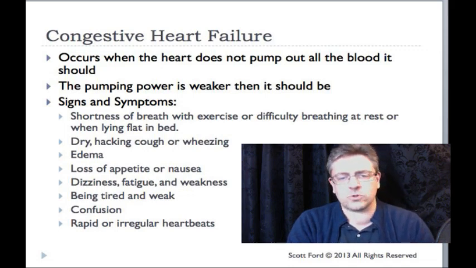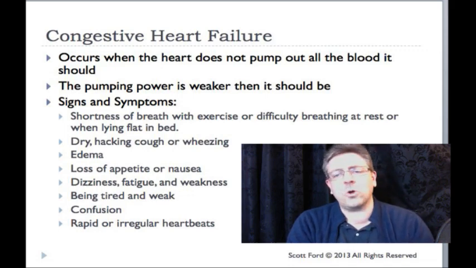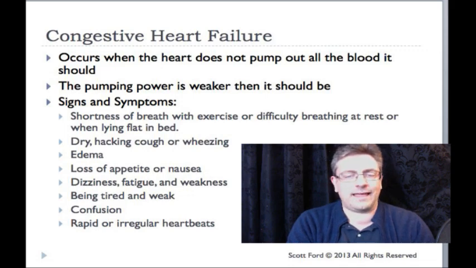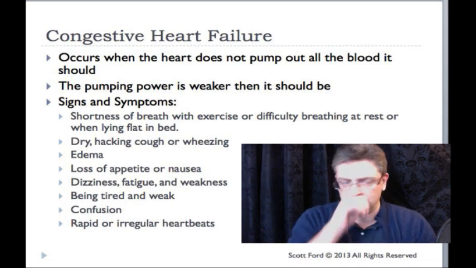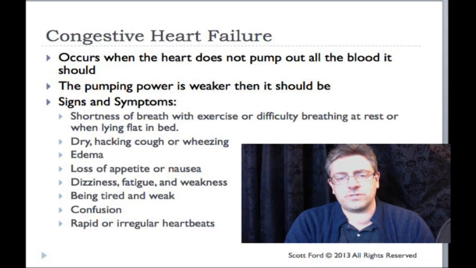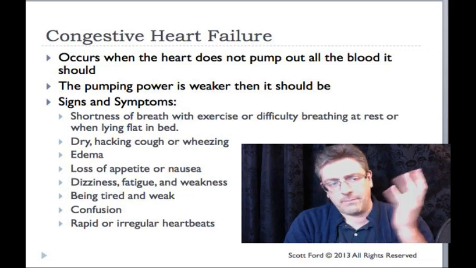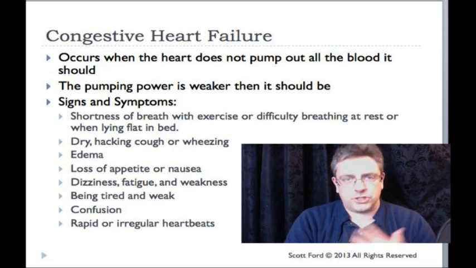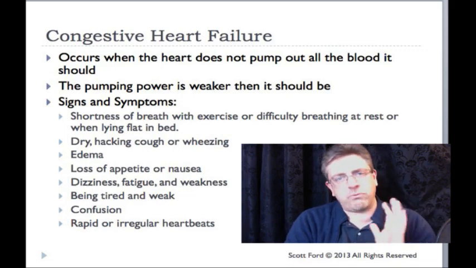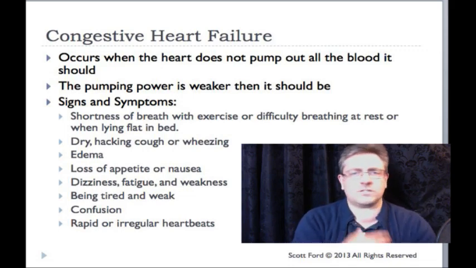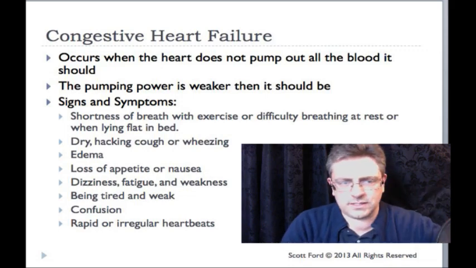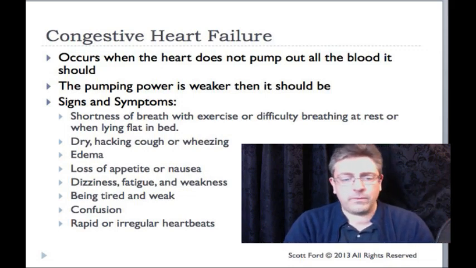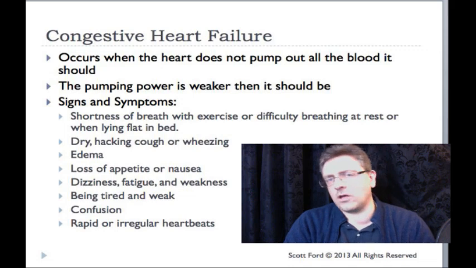Signs and symptoms: shortness of breath with exercise, or difficulty breathing at rest or when lying flat in bed. I remember my grandmother, she used to have to sleep sitting up, okay? When she would lay down flat on her back, she couldn't breathe right, and so she always had to be propped up. We had something like 5 or 6 pillows in her bed so she could sleep basically almost sitting up. There's a dry, hacking cough or wheezing.